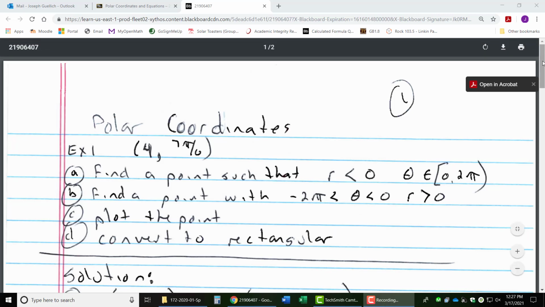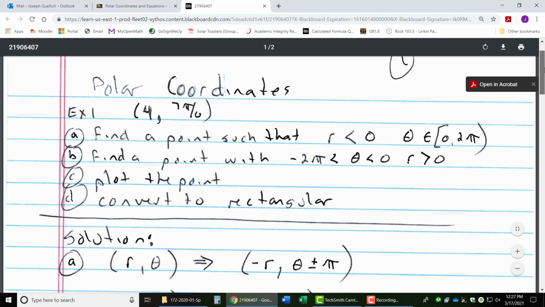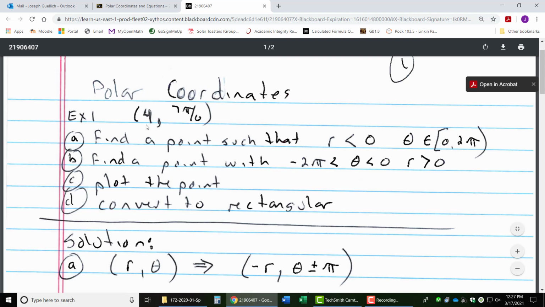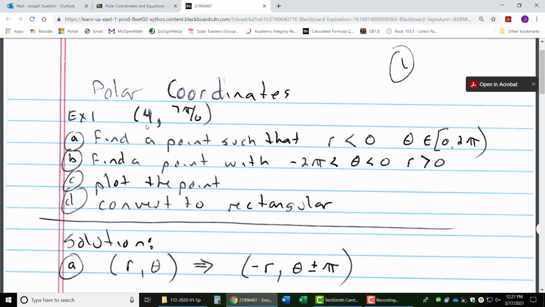Okay, polar coordinates. In polar coordinates, you're given the radius or distance from the origin and the angle in standard position. As you can see right there, we're going to do 4 different things. We're going to find 2 other ways of representing the point, specifically one with a negative radius and one with a negative theta. We're going to plot the point. I'll discuss all 3 variations, and then we're going to convert it to rectangular, which is just normal xy.